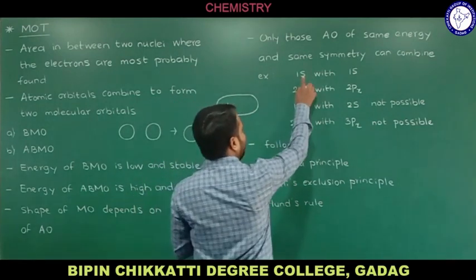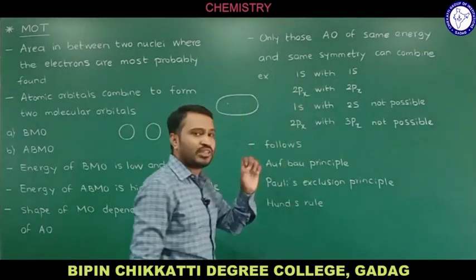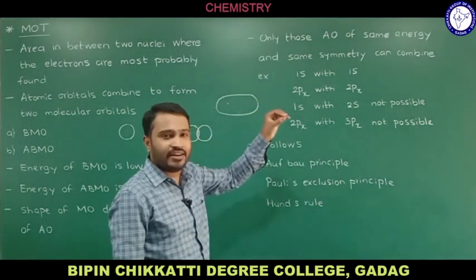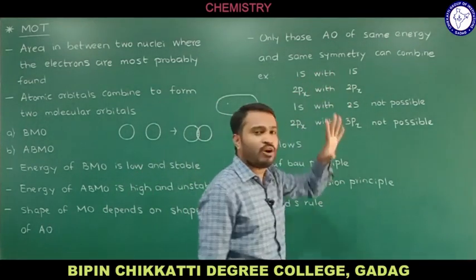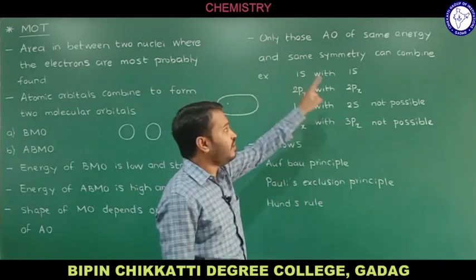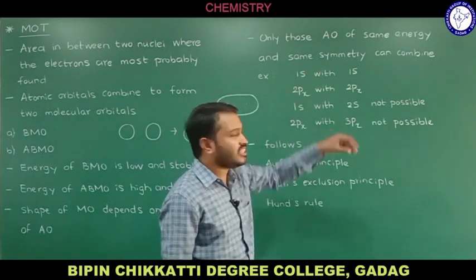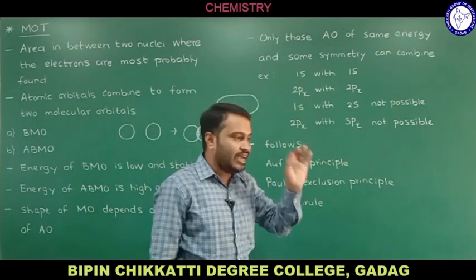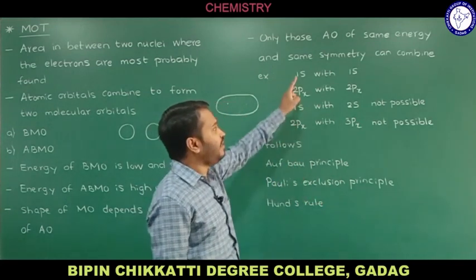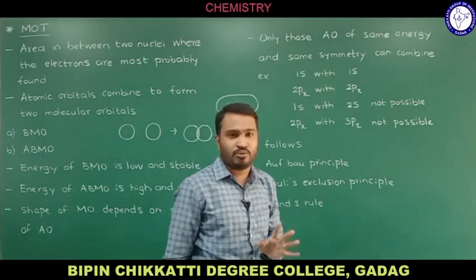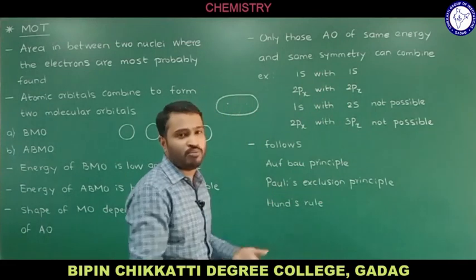If I consider 1s, as we know, this 1 is nothing but the principal quantum number and s is nothing but the azimuthal quantum number. 1 is the main shell and the second one is the subshell. So 1s can combine only with the 1s atomic orbital. Why? The principal quantum number is the same, as well as the azimuthal quantum number. S and S are both spherical in shape. The energy is the same and the symmetry is also the same. So there will be a chance of combination of these atomic orbitals. Therefore 1s can combine only with the 1s atomic orbital to form a molecular orbital.